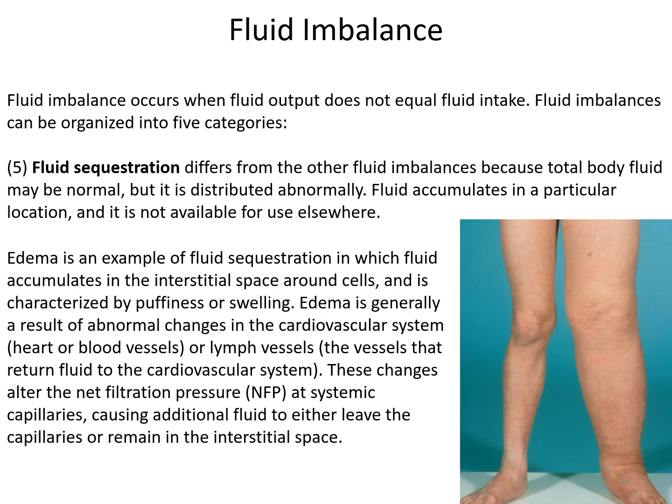So edema is an example of fluid sequestration where you get fluid accumulation in the interstitial space surrounding cells in a certain area, and that's going to cause this puffiness or swelling. Edema is normally a result of abnormal changes in the cardiovascular system, so your heart or blood vessels, or it could also be due to changes in the lymphatic vessels. So the changes alter the net filtration pressure at the systemic capillary, so you may have an increased net filtration pressure, and that's going to cause additional fluid to leave and go into the interstitial space. So you're going to get an accumulation.